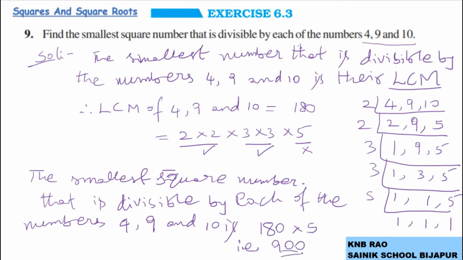So we solve by first finding the LCM of the given numbers, and then checking whether it is a perfect square or not, because the prime factors are already there. If they have any prime factor not in pairs, we multiply the LCM by that number so that we get the smallest square number. So this is the procedure. Now we will go for question number 10.